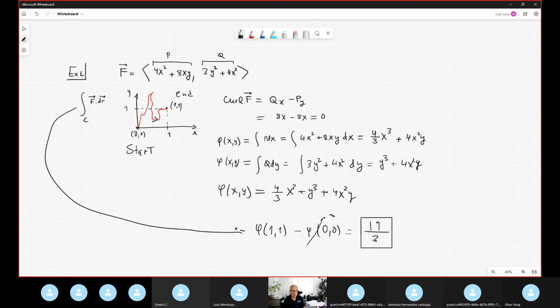Everyone follow me? Fundamental theorem of calculus for a line integral. It's a more general concept than what you see in Cal 1. Let's do another problem, but in 3 dimensions.